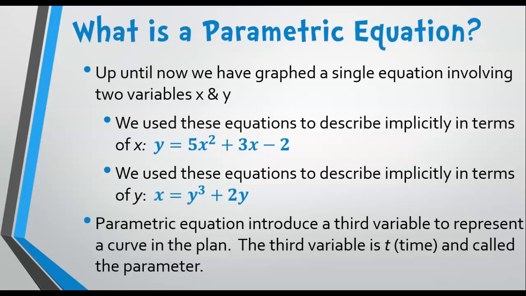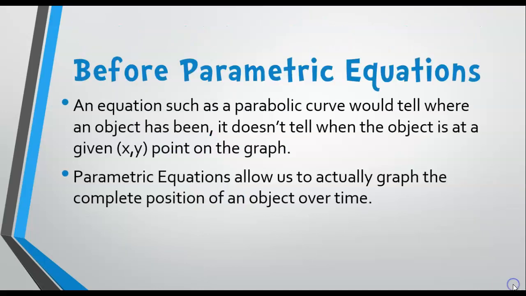Parametric equations introduce a third variable to this relationship, and this relationship with this third variable causes a curve in the plane to happen. And the third variable is t, or time, and that's what we call our parameter. Before parametric equations, an equation such as a parabolic curve would tell where the object has been. It doesn't tell when the object is at a certain place or a certain xy point on the graph. Parametric equations allow us to actually graph the complete position of an object over a set period of time.